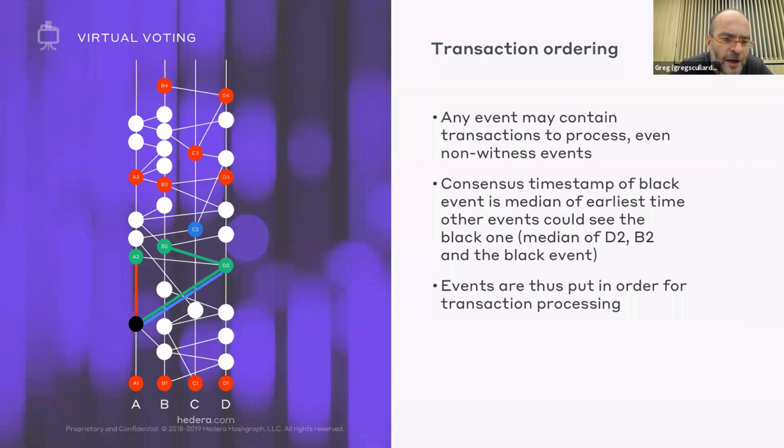And we do this for every other white event in this particular graph, and the witness events, of course, so that we can then put them in order.